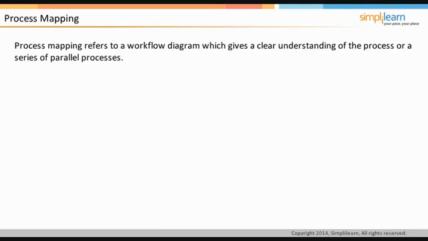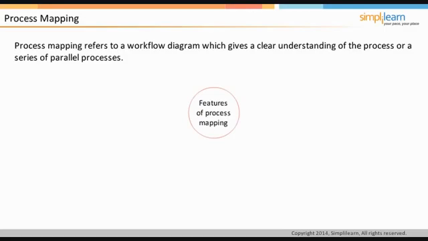Process mapping refers to a workflow diagram which gives a clear understanding of the process or a series of parallel processes. It is also known as process charting or flow charting. Process mapping can be done either in the measure phase or the analyze phase.